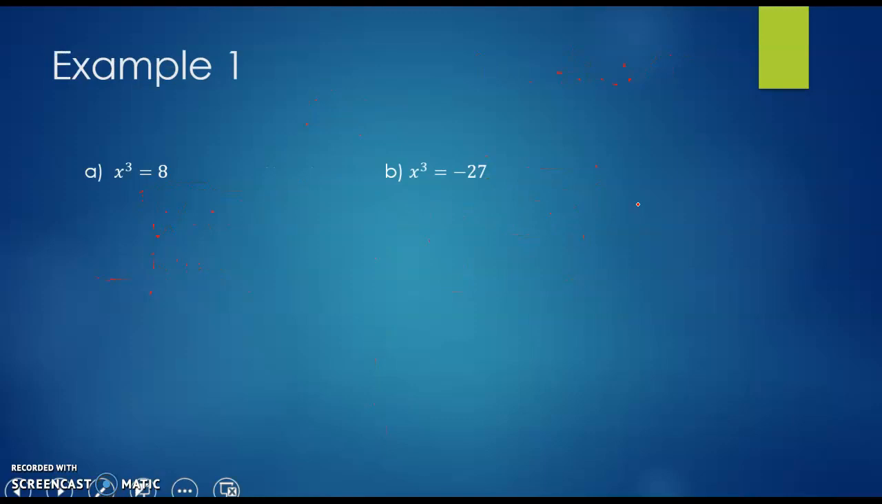All right, so let's work through some examples. Solve this one. We're going to cube root left, cube root right. So x is going to equal the cube root of 8, which is 2, because 2 times 2 times 2 is 8. Do the same thing here. Cube root left, cube root right. X equals, it was a negative 27, so I know my answer is going to be negative. And then it's 3 cubed, that gives me 27. So those are my two answers.